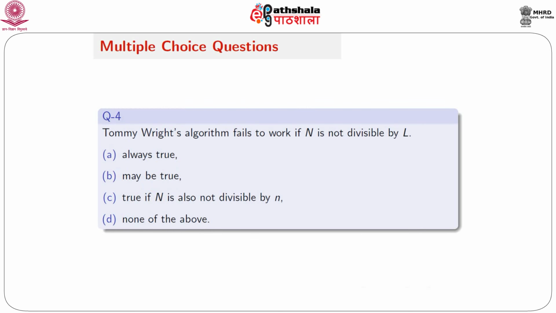Tommy Wright's algorithm fails to work if capital N is not divisible by capital L. Is it always true? There are some options given, but at least in the example that we saw, we didn't even care about whether capital N is divisible by capital L or not. All we really need to know is capital N is at least 2 times capital L, and we can impose the condition that every stratum has to have 2 observations. Otherwise, variance estimation from within the stratum becomes impossible. That's the only restriction that we can have. So there is no reason why capital N should be divisible by L. There is no stipulation like that in the whole algorithm.